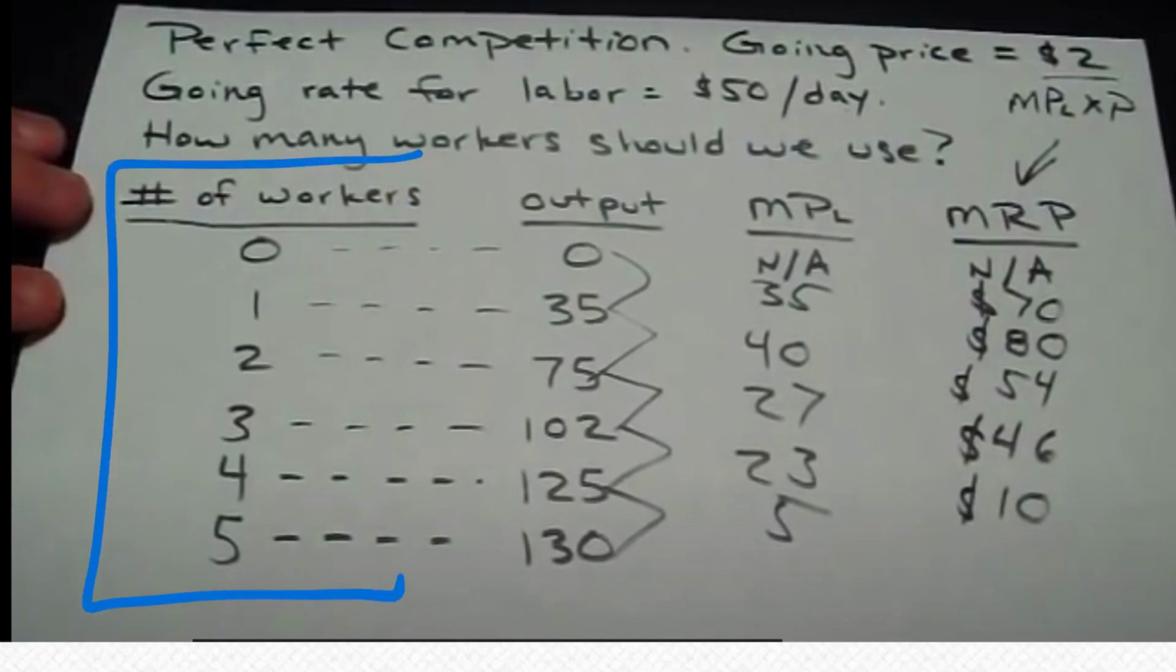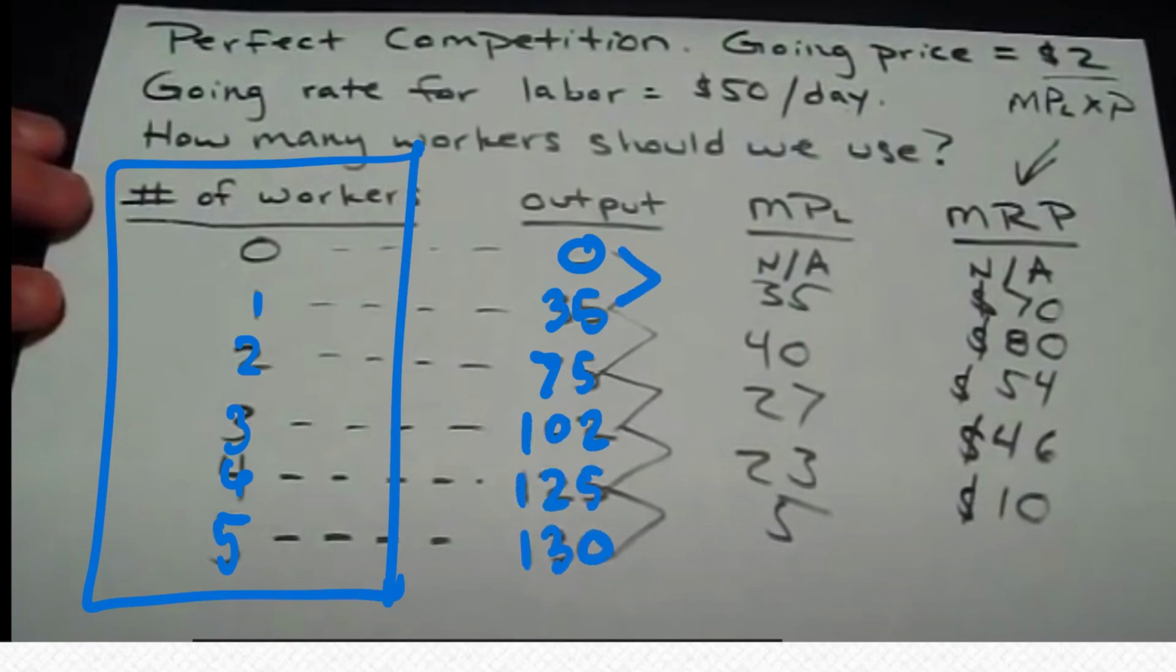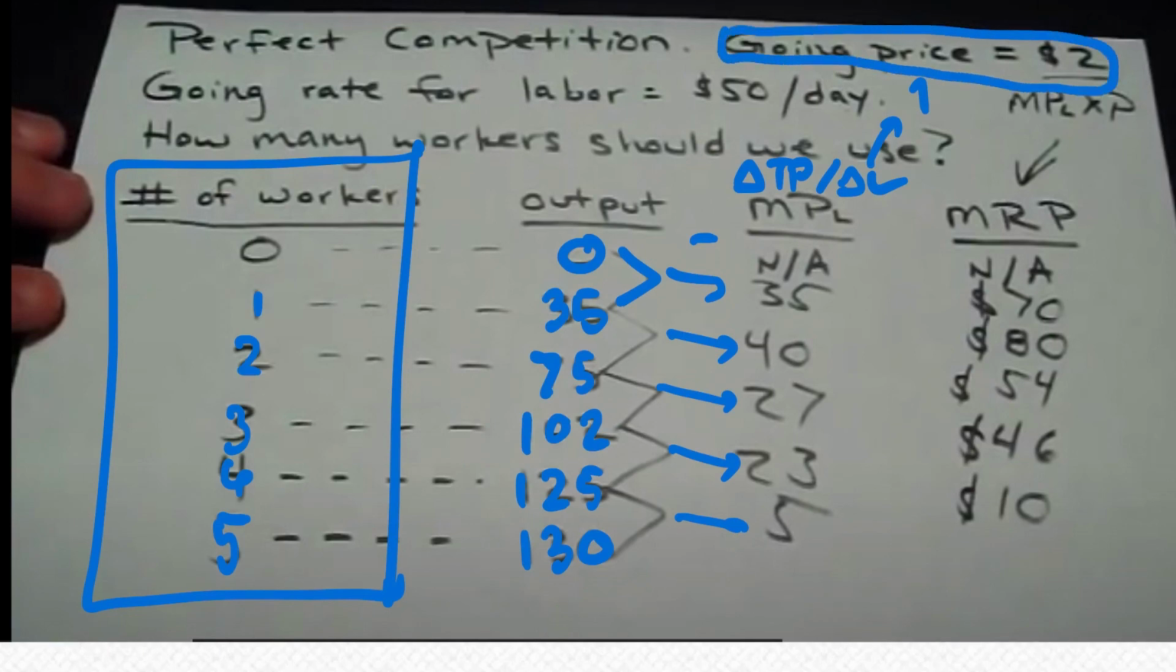This column is the number of workers, from 0, 1, 2, 3, 4, and 5. And then the number of output is shown here, and you will calculate the marginal product of labor. From 0 to 35 is 35, right? And then 35 to 75 is 40. This is a minus, or delta TP over delta L, but delta L equals 1. And then you multiply by the price. The price of goods here is $2. Multiply by $2.